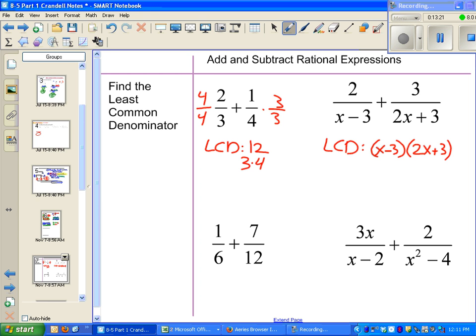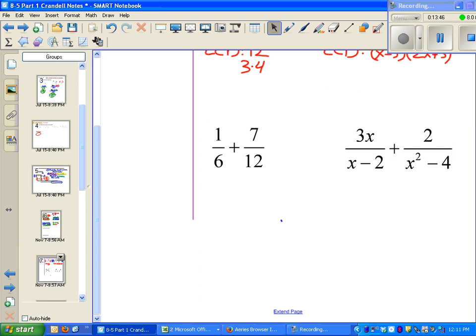And if I were actually solving this one, I'd multiply by what's missing. So what's missing from the LCD on this side? Good, 2x plus 3 over 2x plus 3. I'd multiply top and bottom by what's missing here, which is the x minus 3 over x minus 3. Okay. Let's take a look at 1/6 over 7/12. What's the LCD here? 12. Good job.